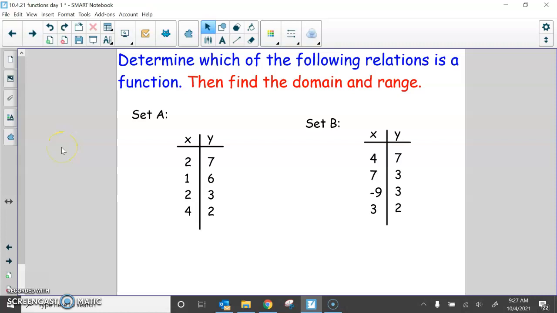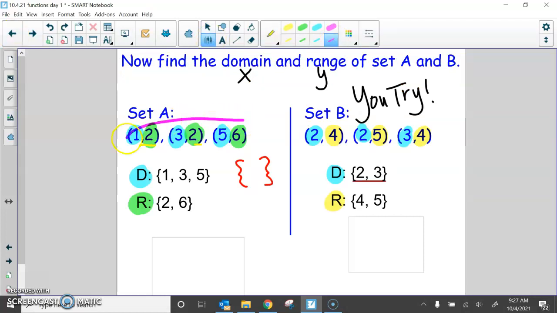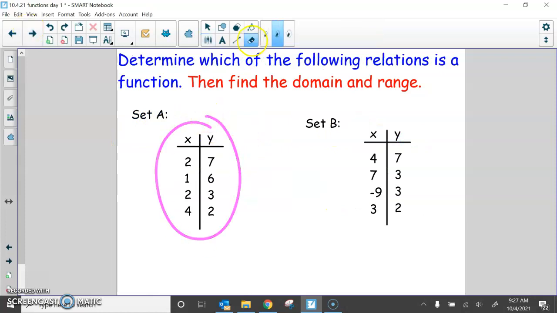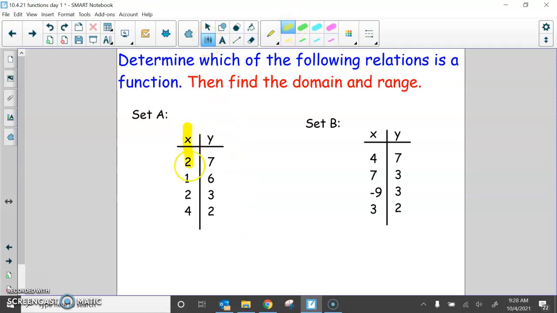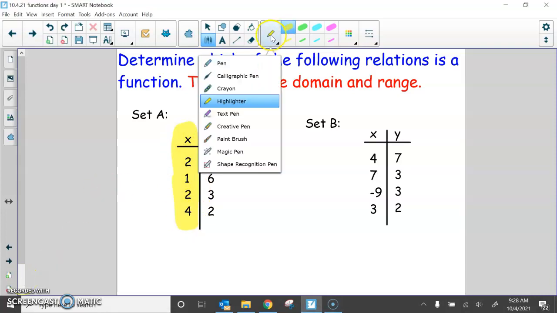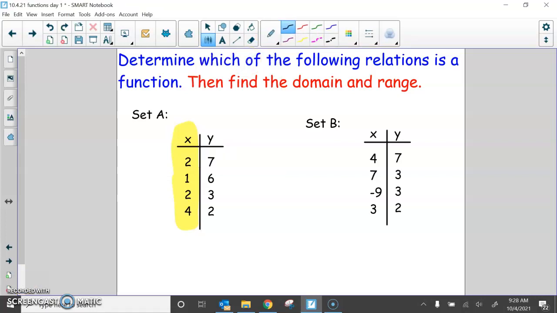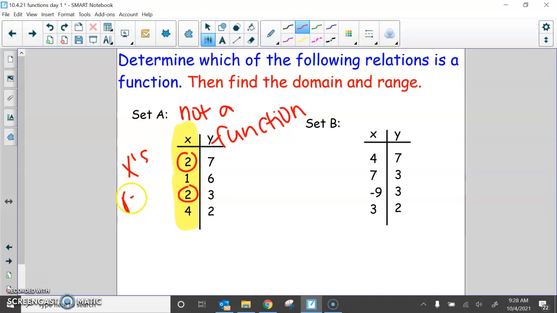So now we are going into tables. We can still figure out if they're a function or not, and then we're going to find the domain and range. It doesn't matter if it is a coordinate pair, like here, or if it's a table, like here. We're still looking at the x values to see if it is a function or not. So on set A, determine if it's a function or not. You should have determined this is not a function, because the x is repeated. Your x is right here, those 2's repeated.